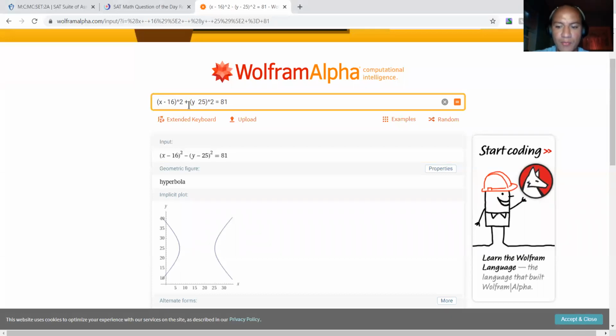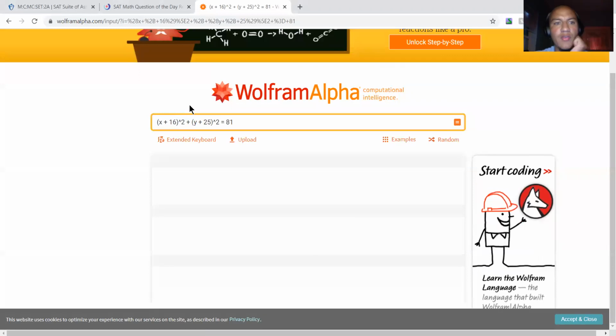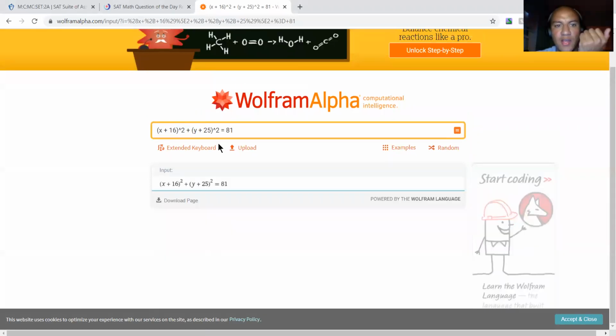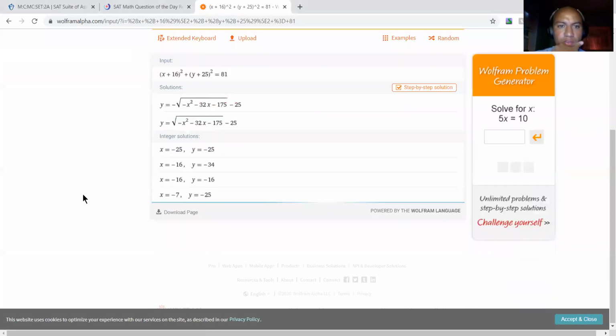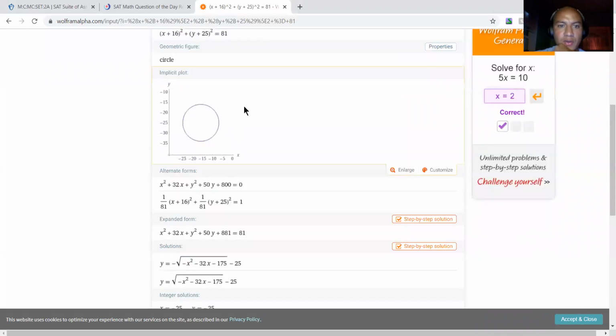But you can have positives in the middle of the parentheses. It's just now the origin is going to be in a negative quadrant. That's going to be negative 16, negative 25. So we can see that actually right here. See how x is negative and y is negative? So that's all there is about circles.